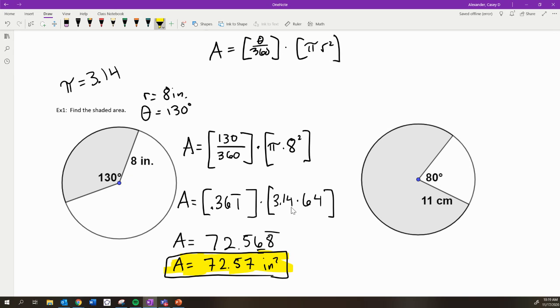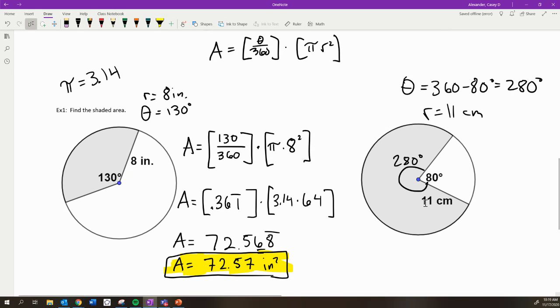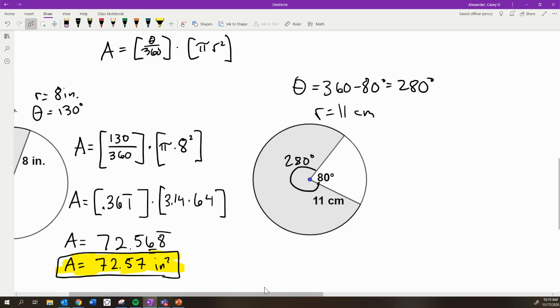Let's do this other one quickly, and then you can go check the asynchronous assignment. It's got some examples. But this other one, the theta isn't actually given. The theta is, in this case, this angle out here. But we can figure it out pretty quickly because the given angle is 80 degrees, and I can figure out that what's left over is 280 degrees. And I know that the radius is 11 centimeters. So let's just plug it in to the formula.